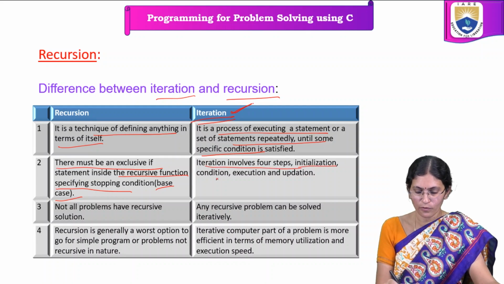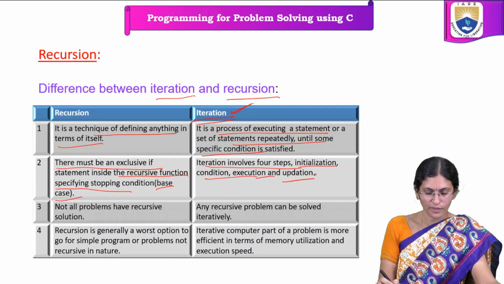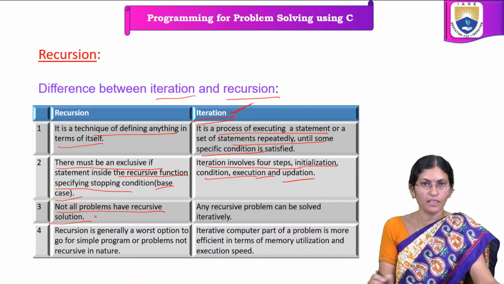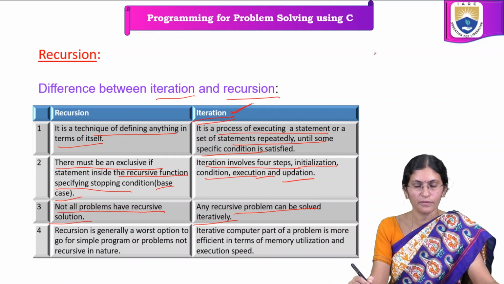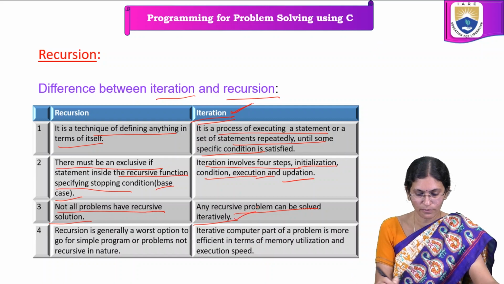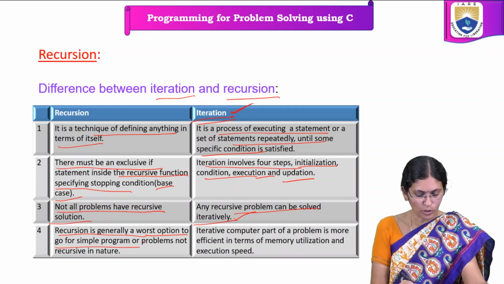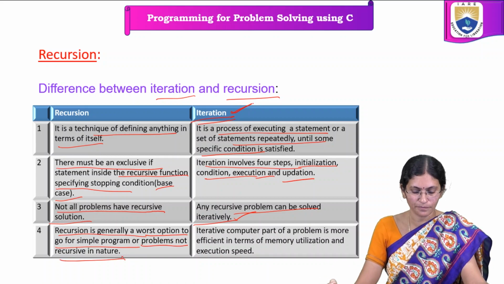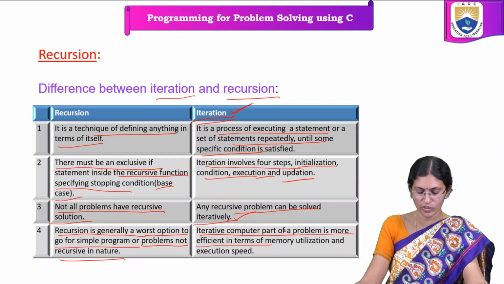Next, iteration involves 4 steps: initialization, condition, execution and then updation, which we have seen. Not all problems have a recursive solution, but any recursive problem can be solved iteratively also. The same programs which we have considered, like factorial of a given number, you can do by using different types of loops. Recursion is generally a worse option for simple programs or problems not recursive in nature. An iterative solution to a problem is more efficient in terms of memory utilization and execution speed.